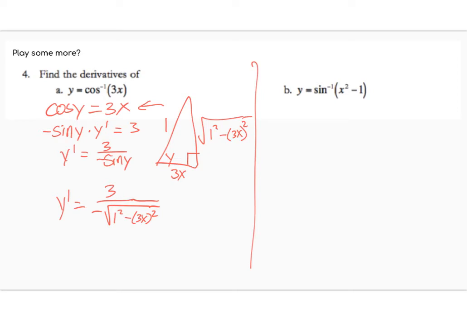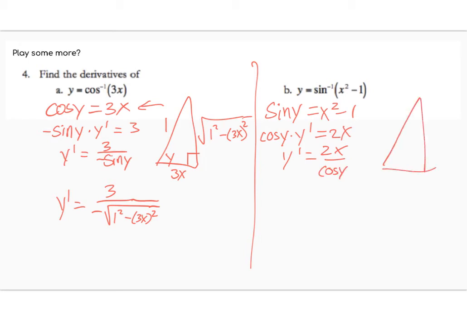For our other friend, we've got sine of y is equal to x squared minus 1. So I did my inverse stuff. Let's take the derivative. We've got cosine of y times y prime is equal to 2x. y prime is equal to 2x over cosine of y. Let's make a triangle.